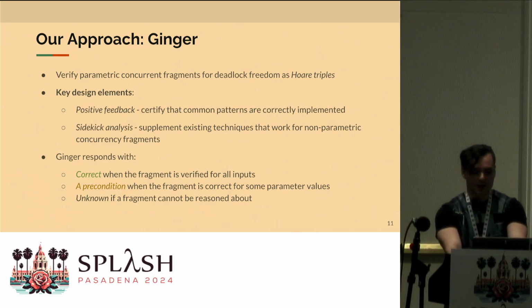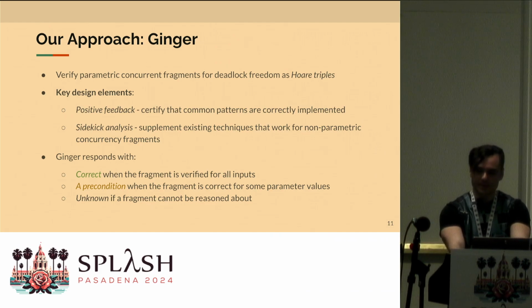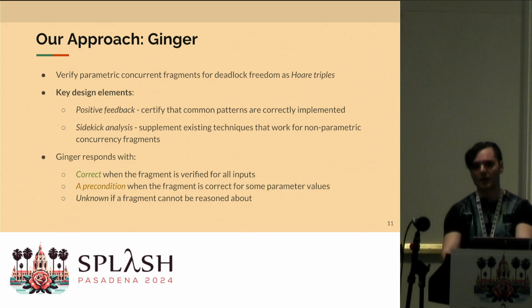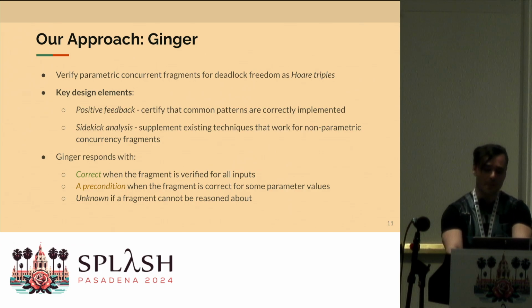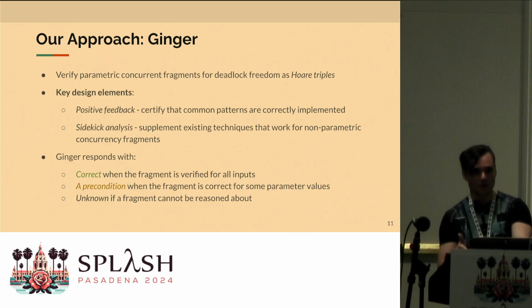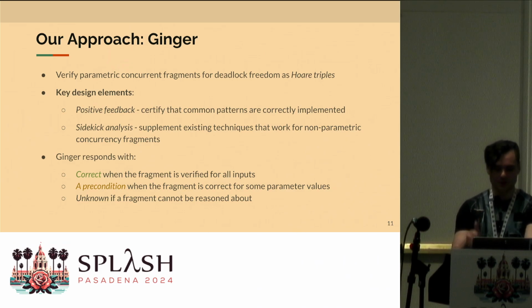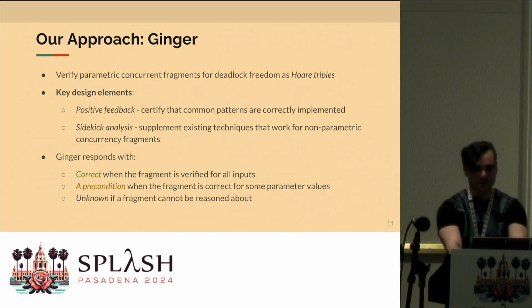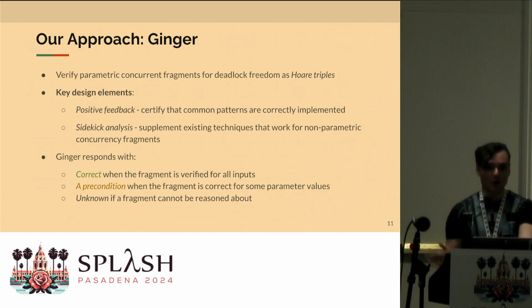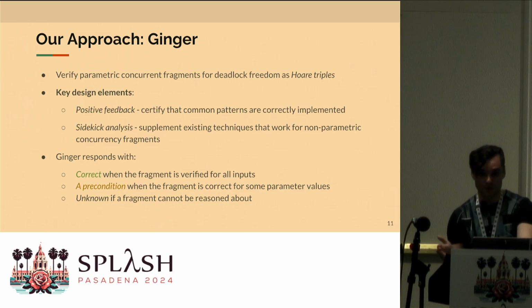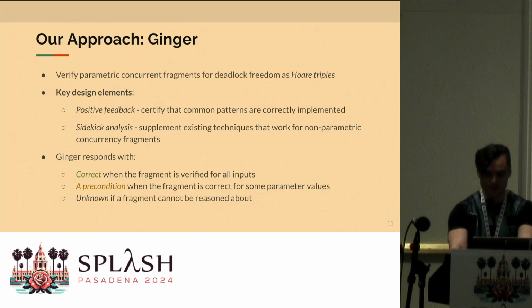And the way Ginger responds to a parametric fragment is either by saying it's correct if it can verify the fragment for all possible inputs, or otherwise try to infer this constraint over concurrency parameters in the form of a precondition of the Hoare triple and give it as feedback to the developer. If both of these fail, it's simply going to assume that the developer is trying to do something clever and reserve any judgment.